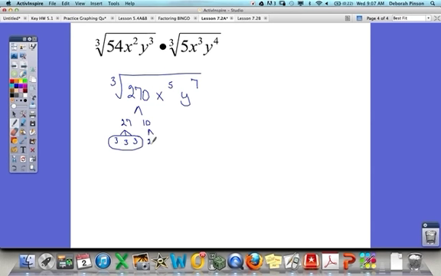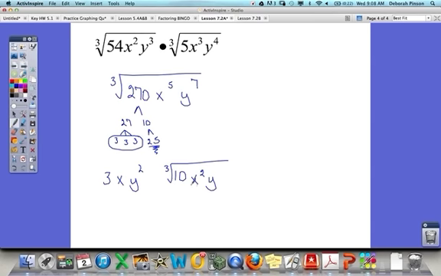So I like seeing a 27 because there's a group of 3 3s. Now the 10 is 2 times 5, which isn't really helpful. There's no groups there. So I'm not going to be able to pull any of the 10, the 2 times the 5 out. Okay, so I can pull out a 3. I'm going to take care of my x's and y's in a second. Cubed root of 10. The 2 and the 5 are left inside. 2 times 5 is 10. With the x's, 3 goes into 5 one time with 2 left over. And 3 goes into 7 twice with 1 left over.